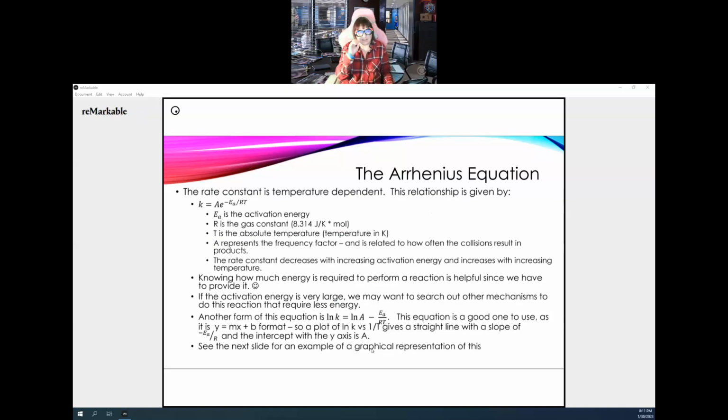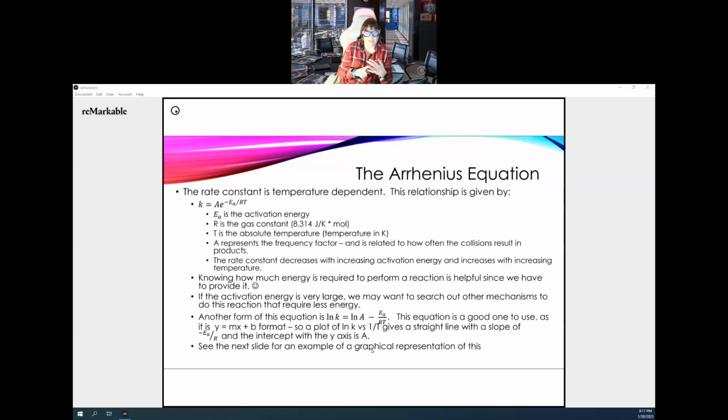So now we're going to talk about the Arrhenius equation. The rate constant is temperature dependent. The relationship is given by k, that little k, which is the rate constant, is equal to A times e to the negative Ea over RT power. That's a lot of stuff. Ea is the activation energy. We talked about that previously.